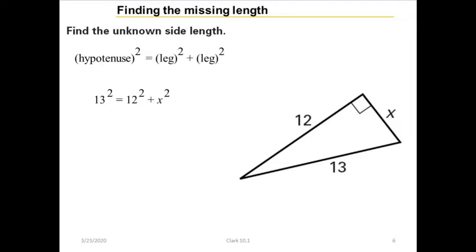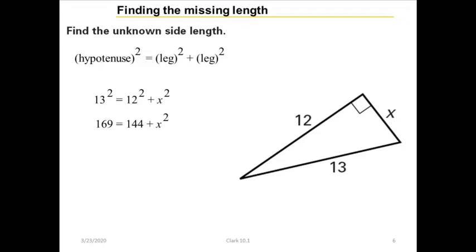What is the length of the hypotenuse in the right triangle? That is 13. So 13 raised to 2 equals, what is the length of the other leg? We have 12. So 12 squared plus, what is the other leg? We have x squared. Simplifying that one, 13 squared is 169. 12 squared is 144. And x squared is x squared.